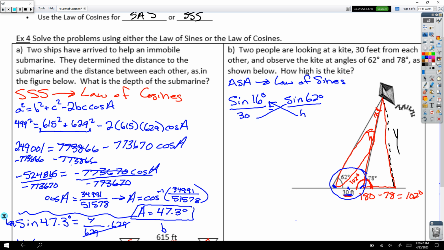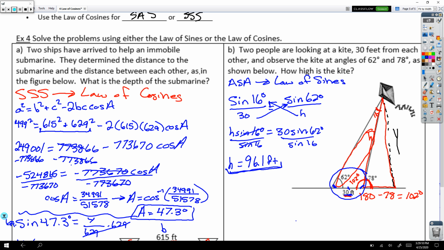Do some cross multiplying. Divide. So h would equal 96.1 feet.